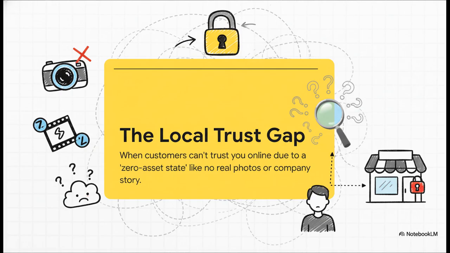It happens when a business is in what the source material calls a zero asset state. And that just means you've got no real photos of your team, no videos of your work, no real story for people to connect with. And without that stuff, it's not just that they can't find you, it's that even when they do, they have absolutely no reason to trust you.